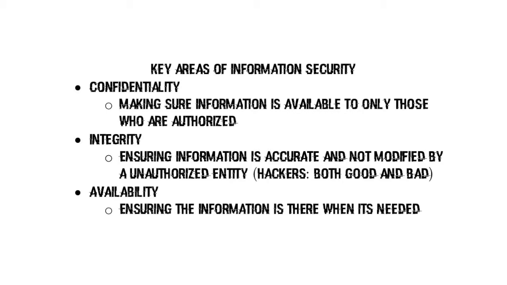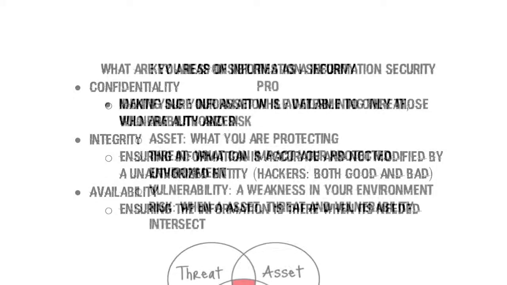And lastly, we had availability. Availability is ensuring that the information is there when it's needed. So we were talking about having backups and making sure that we had copies of the files and data that the company needs to have, and that when it needs to be displayed, we had those files available for the people when they needed them. So confidentiality, integrity, and availability, those were the key areas of information security.